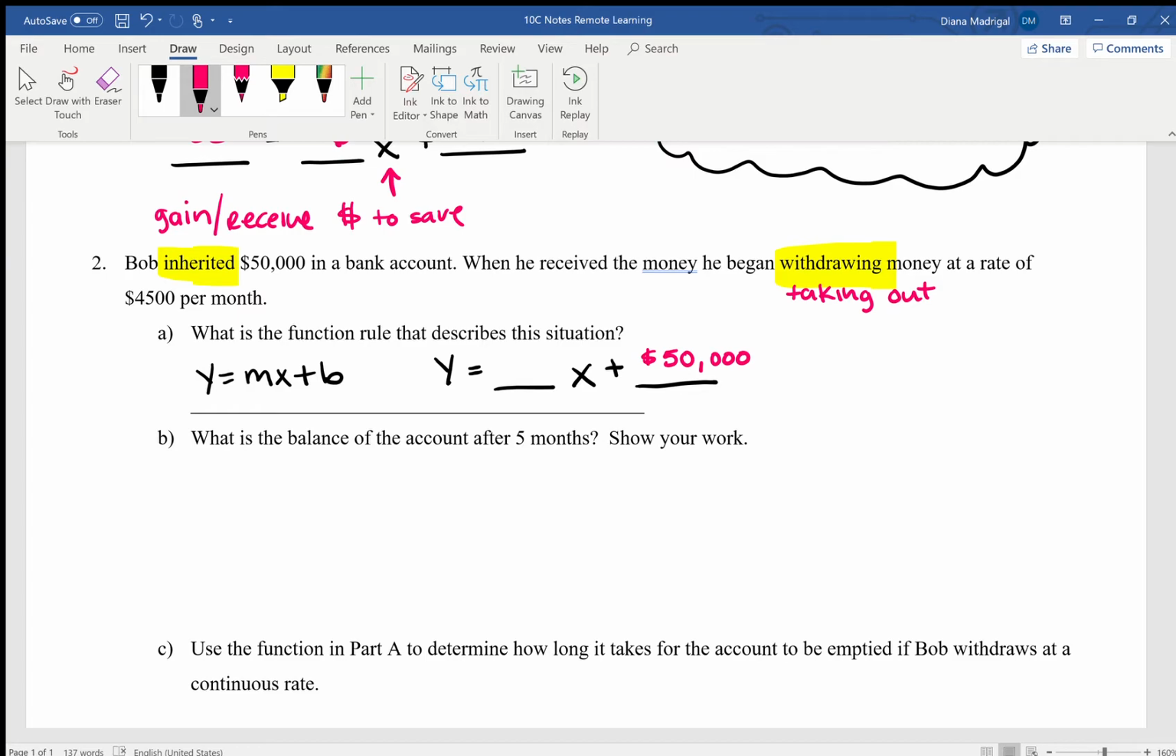That means that he's taking out, and I'm just going to make this a little bit so I can have space. That means that he's taking out. When you take out something, that's going to be negative, you're taking it out, right? So it's going to be a slope of negative 4,500. There you go. That's my equation.